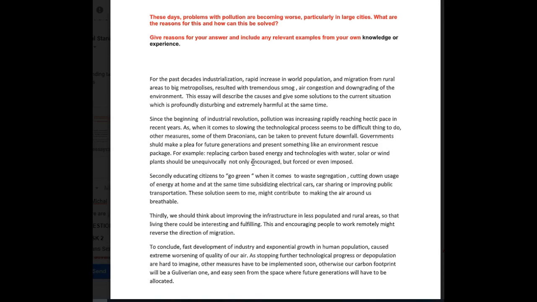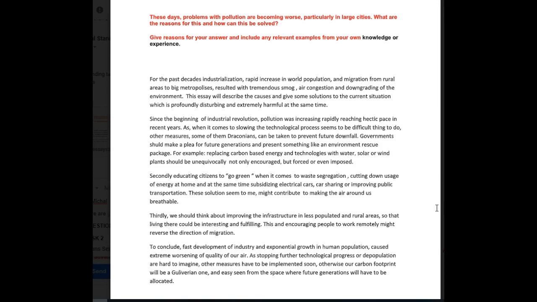To conclude, fast development of industry and exponential growth in the human population cause extreme worsening of the quality of our air. As stopping further technological progress or depopulation are hard to imagine, other measures have to be implemented soon, otherwise our carbon footprint will be a Gulliverian one and easily seen from space, where future generations will have to be not allocated but located.